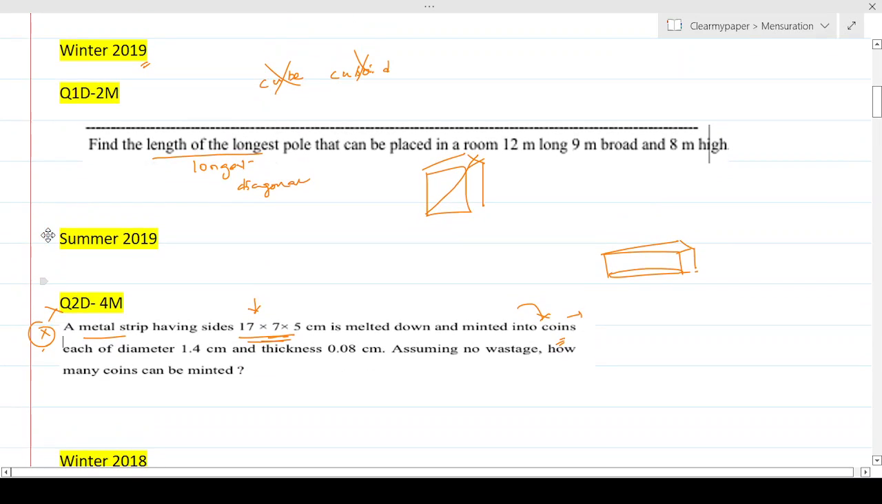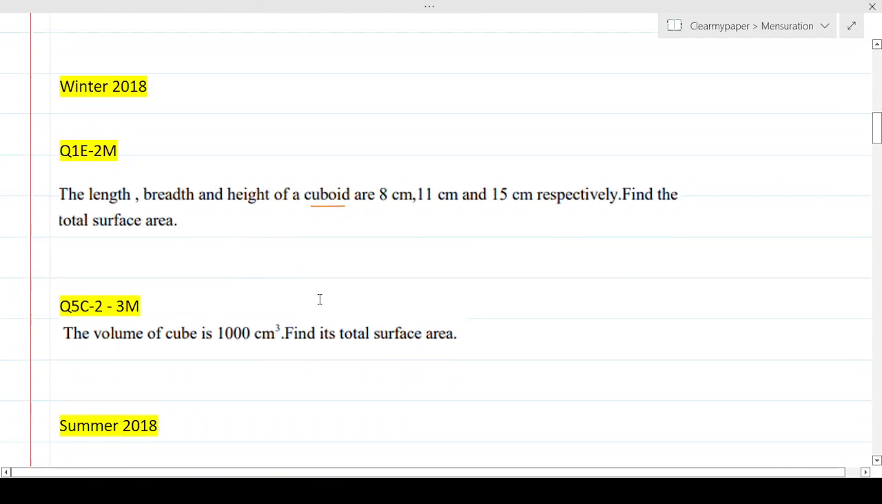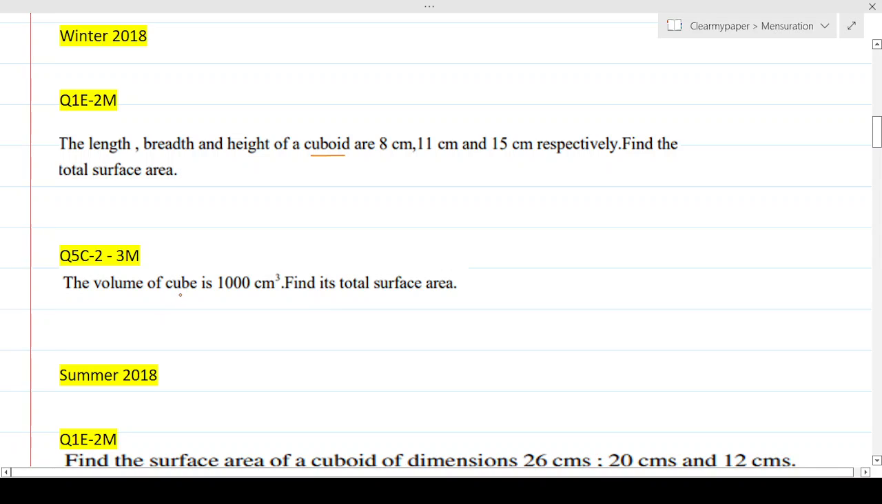Okay, so it looks like we have one example on a cuboid here. The second example was also related to a cuboid, for winter 2018. Again, we have a cuboid problem where they give the length and breadth. The next one is also on a cube. So finally we get one on cube. So far we are getting mostly cuboid. Now we're getting one on cube.